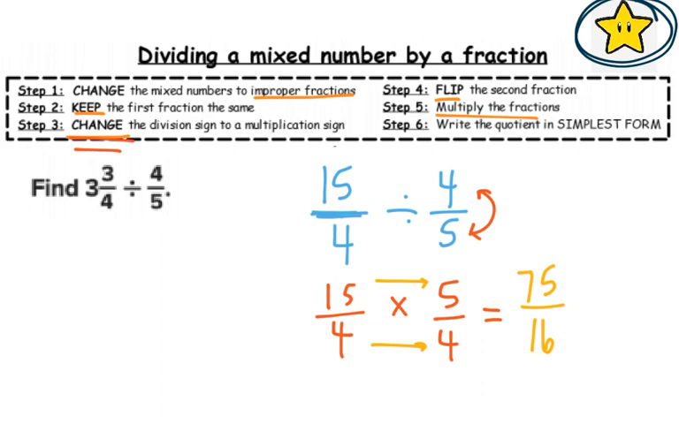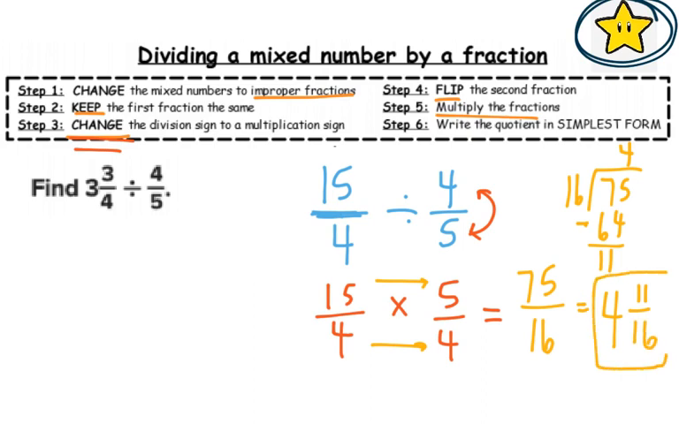So we're going to ask ourselves, how many times can 16 go into 75? You'd kind of be thinking like this. How many times can 16 go into 75? Well, I know that 4 times 16 is 64, okay? So we are 11 short when we subtract. So our mixed number is going to be 4 whole numbers because it can go in 4 times evenly, with 11 over 16 as what is left over.